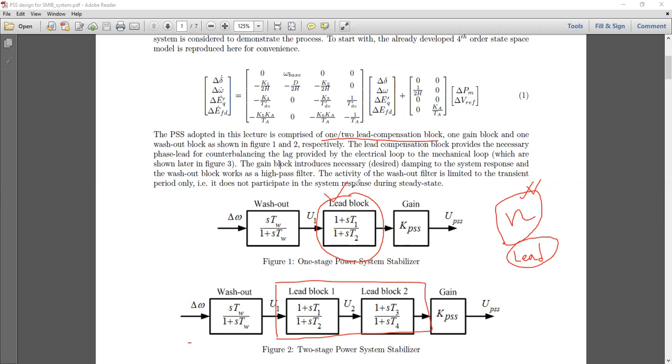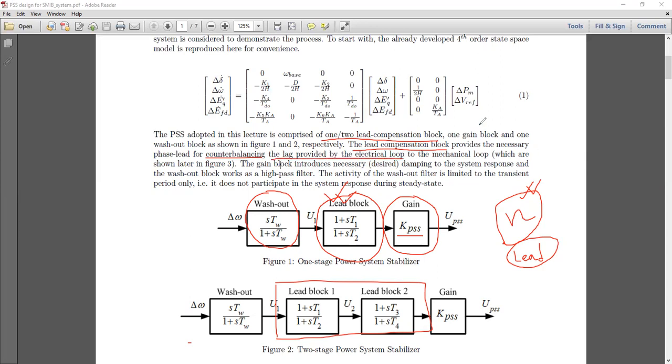So besides this lead block, we have a gain block. It's a pure gain block denoted by KPSS, and we have another washout block. Each of these blocks has its own job. So let's start with the middle block, as we mentioned at first. The lead compensation block basically provides the required amount of phase lead necessary to compensate or counterbalance some phase lag that is produced by the electrical loop.